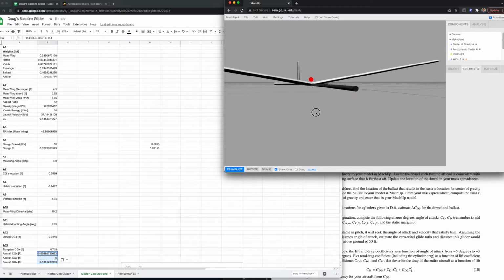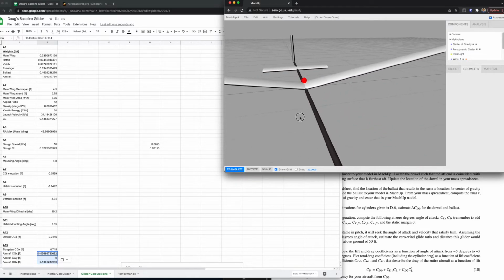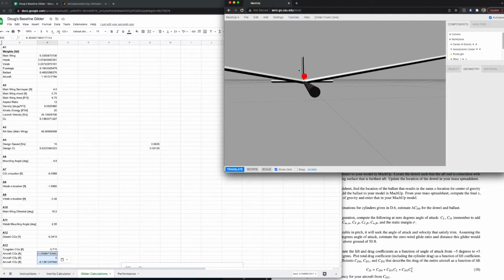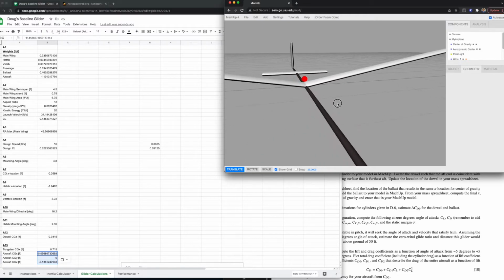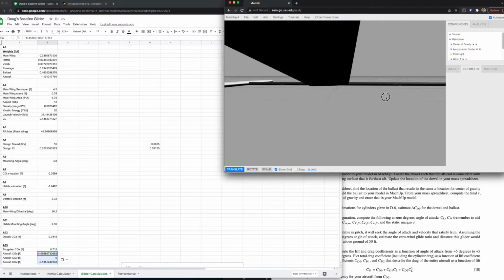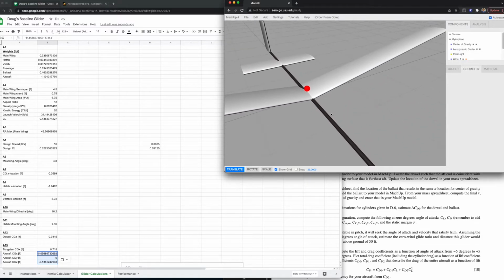Okay, so you can see where the center of gravity sits, and that kind of makes sense, right? Because we've got some mass above here, not only from the vertical tail, but also from the dihedral of the main wing. Got a fair amount of mass sitting above that, so we've got some Z offset for the center of gravity on this glider.